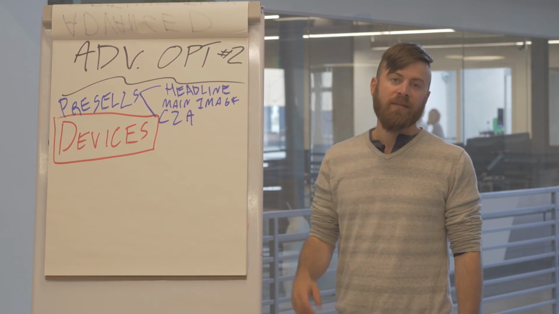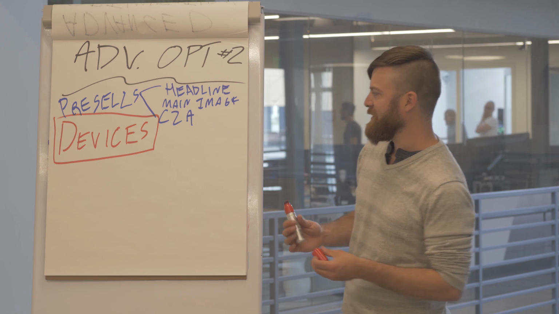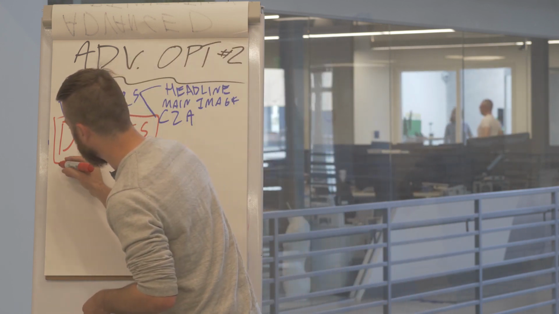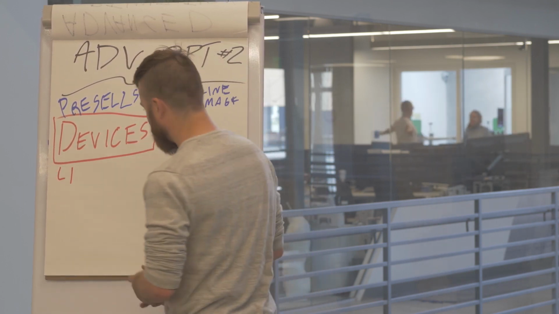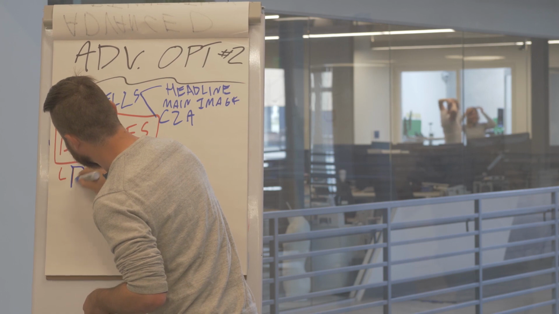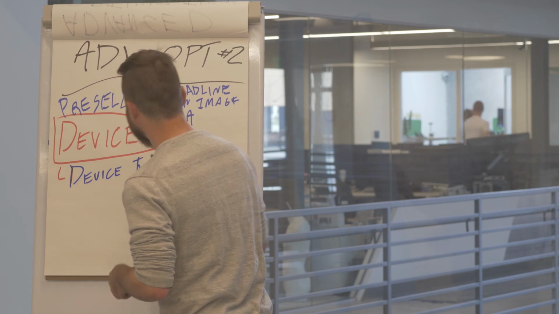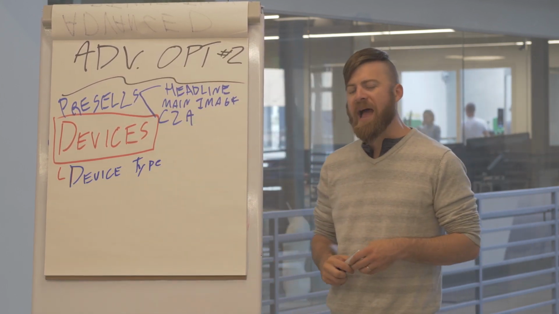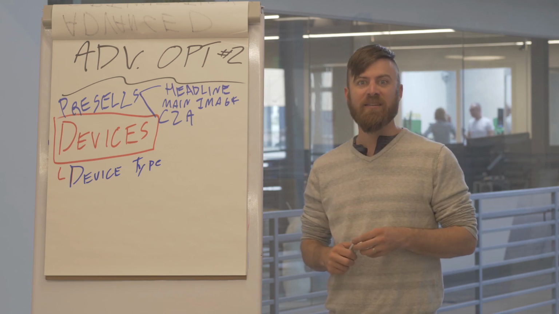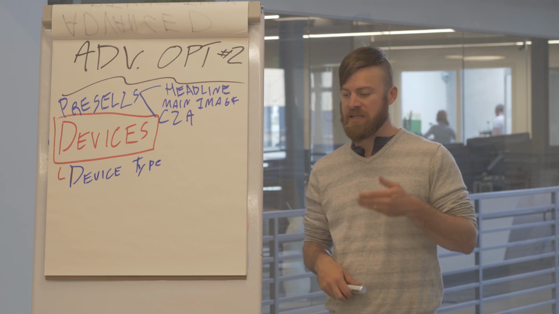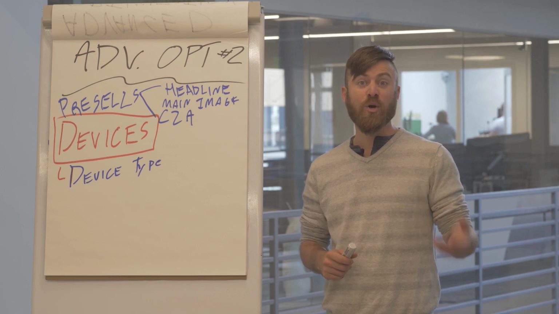Devices. The next thing is, this is a really interesting one. Let's go into this, device type. So we'll go into a few underneath this. We'll switch it up to blue. Device type, that means what actual type of phone are you advertising on? Is it an iPhone, or is it a Samsung? Is it a Note, Galaxy? Is it a Nokia phone?